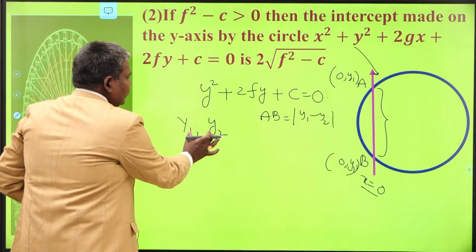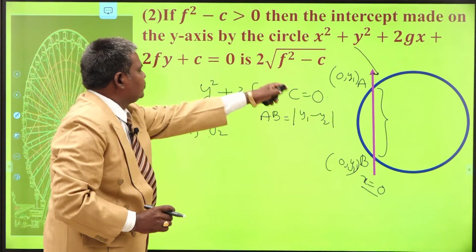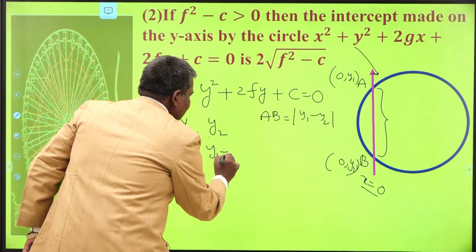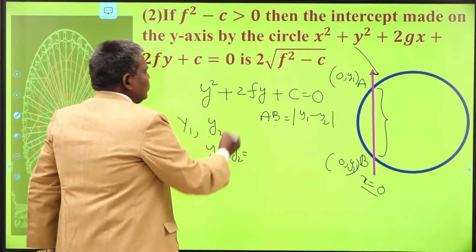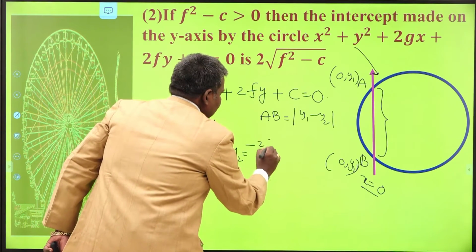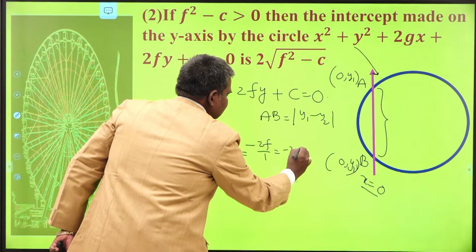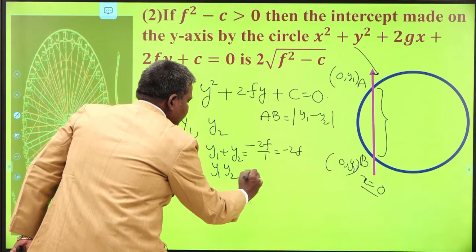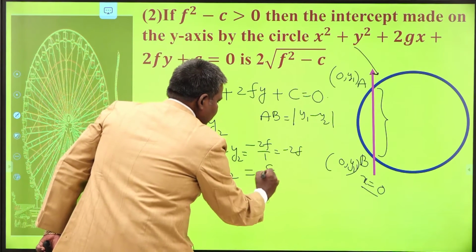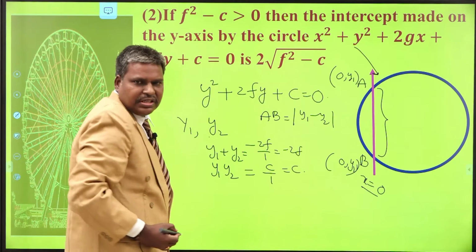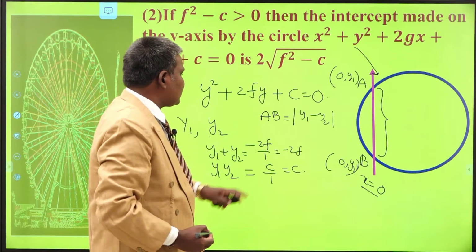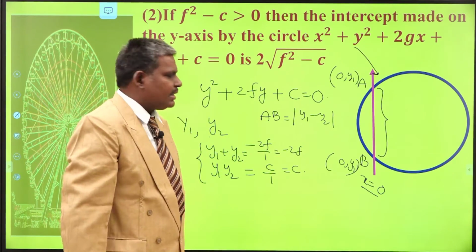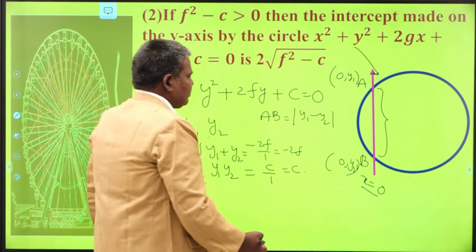Now what are y1, y2? y1 and y2 are the roots of this equation. Can you write the sum of the roots or not? y1 plus y2 is equal to minus b by a, that means minus 2f by 1. This is minus 2f. What is the product of roots? y1 y2 is equal to c by 1, that is equal to c. This is the sum of roots, this is the product of roots. We use these two things here, we obtain the length of the chord immediately, that is the length of the y-intercept made by the circle.